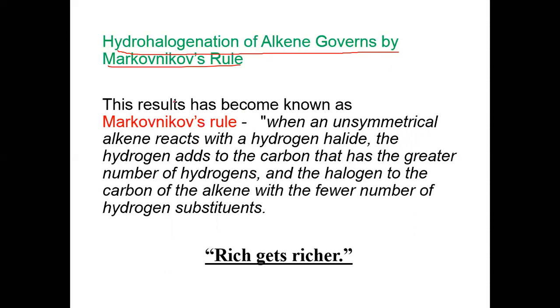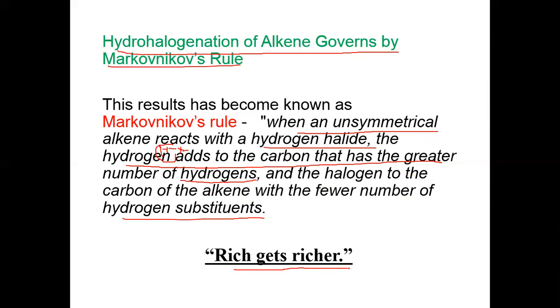Hydrohalogenation of alkene is governed by Markovnikov's rule. This result has become known as Markovnikov's rule. When an unsymmetrical alkene reacts with a hydrogen halide, the hydrogen adds to the carbon that has a greater number of hydrogens. So the H from the HX will go to the carbon that has more hydrogen. And the halogen goes to the carbon of the alkene with fewer hydrogen substituents.